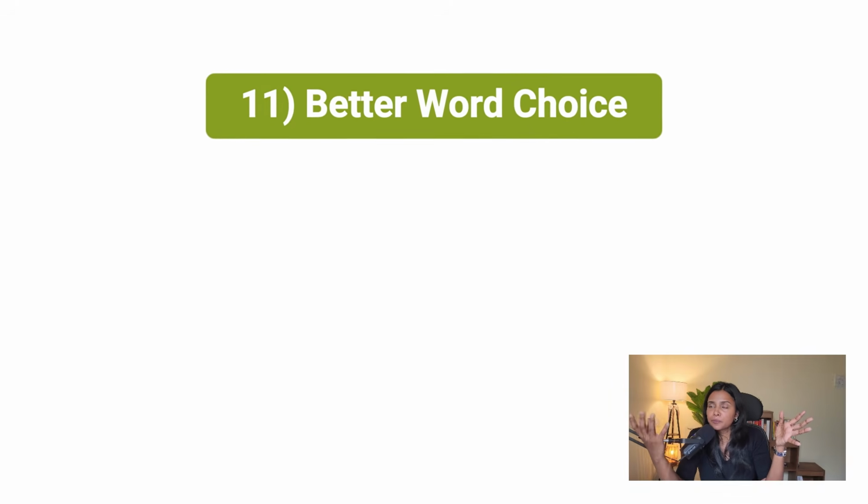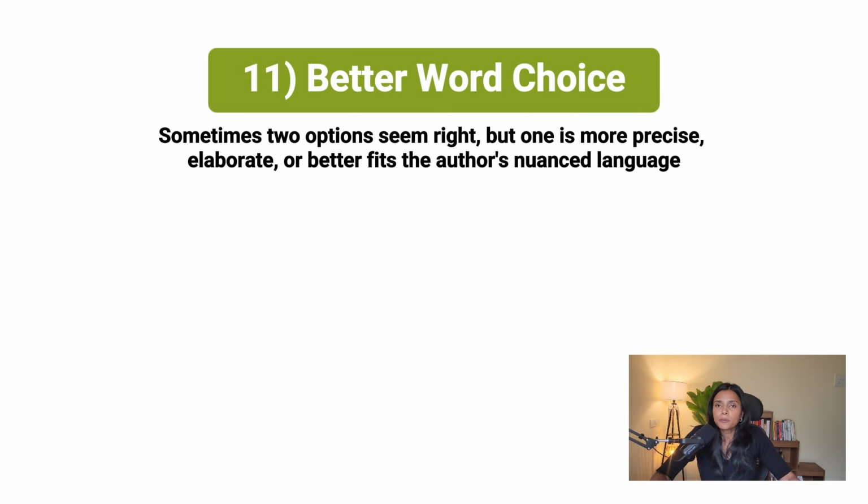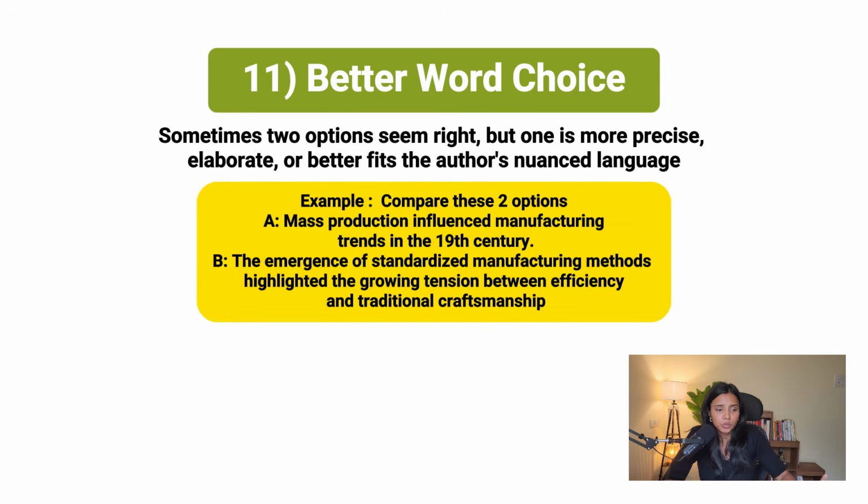The next elimination method is better word choice. Here, there may be two options which both are right, but you have to pick the one which is more precise or more suited to what the author is exactly trying to say. Example, there are two sentences. Mass production influenced manufacturing trends in the 19th century. Correct, basis the line. The second is, the emergence of standardized manufacturing methods highlighted the growing tension between efficiency and traditional craftsmanship. So this is more nuanced and more deeply aligned to what the author is trying to say. Therefore, the first is weak and the second is more nuanced and hence the correct one of the two.